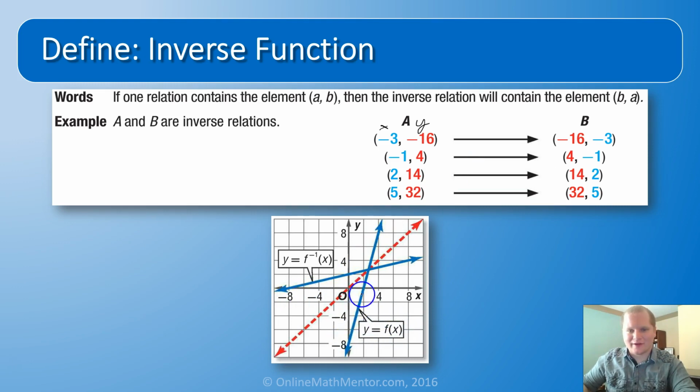Another way you can look at it is if you have the original function f of x, so this line here, the inverse is the reflection across the line y equals x. That line is y equals x. And as you can see, when it reflects across that, it gives you the inverse function.